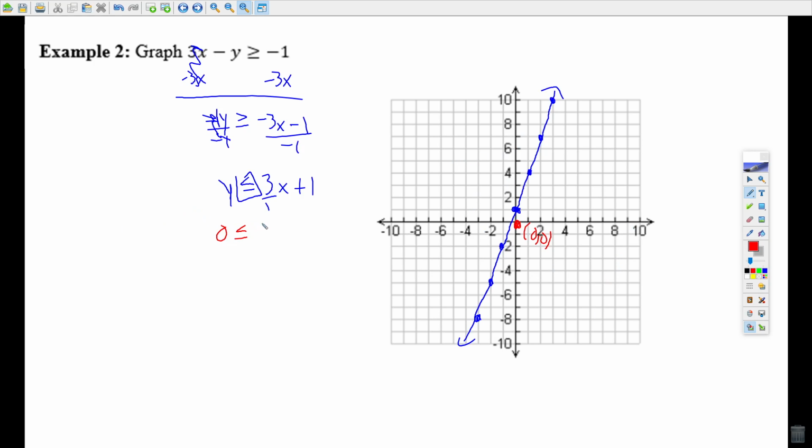0 is less than or equal to 3 times 0 plus 1. Plugging in 0 for both x and y. 0 is less than or equal to, that would be 0 plus 1, which is just 1. So is that true? Is 0 less than or equal to 1? That is true. So we shade the side of the point. That means 0, 0 is included, so this whole thing is shaded.